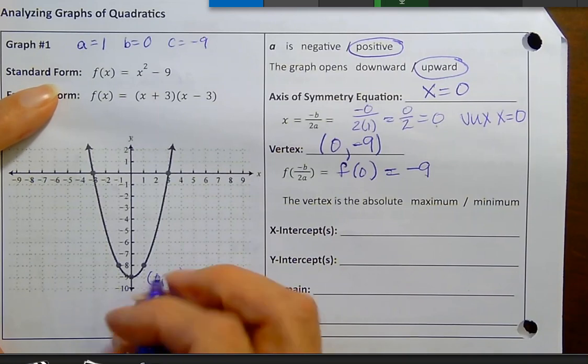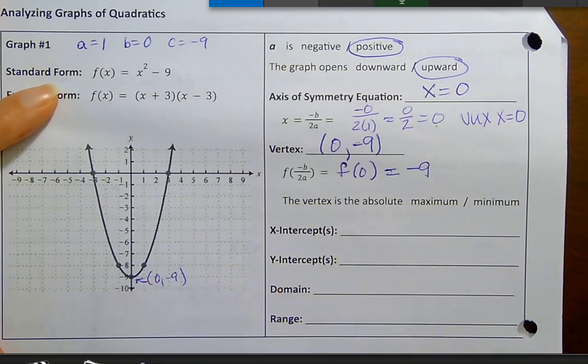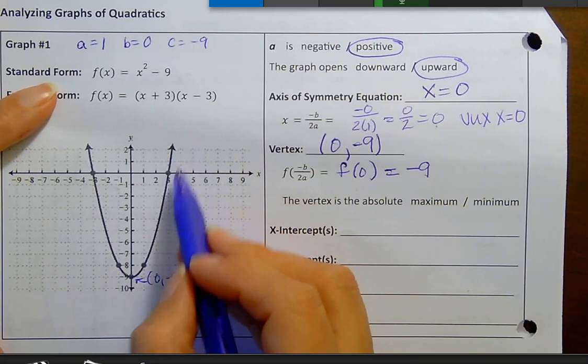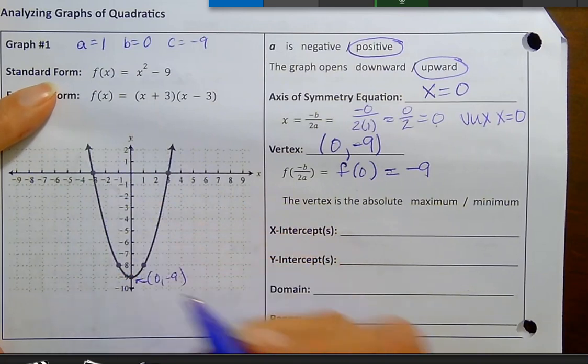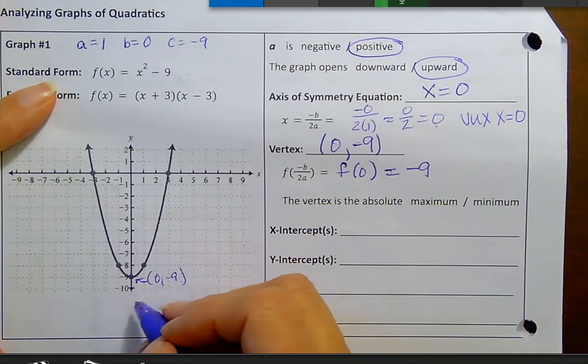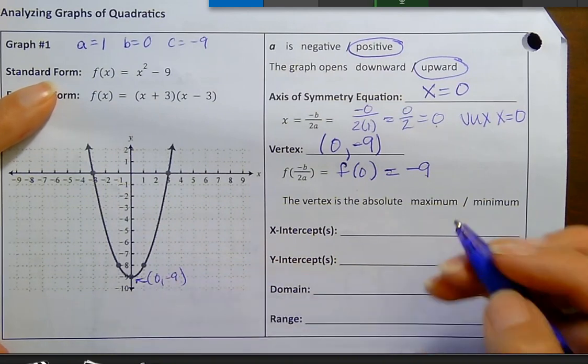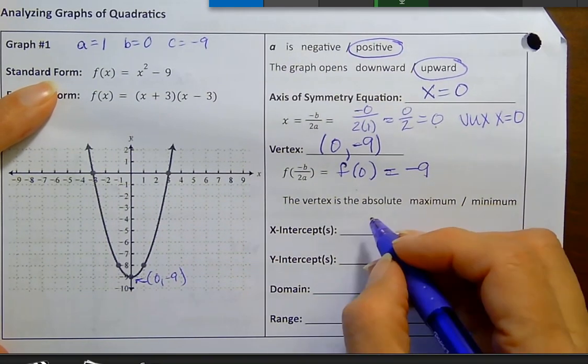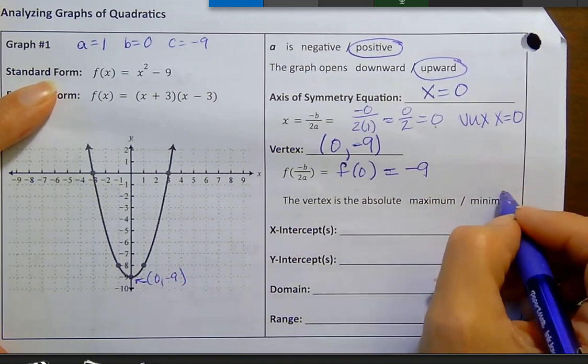Is that what our vertex is? Heck yeah, right there. 0, negative 9. So we can see the vertex on our graph, and we can calculate the vertex from our equation. In this case, because my parabola opens up, I know the vertex is the minimum. It's the lowest y value, or the lowest value of the function that we can have. So this vertex is the absolute minimum.